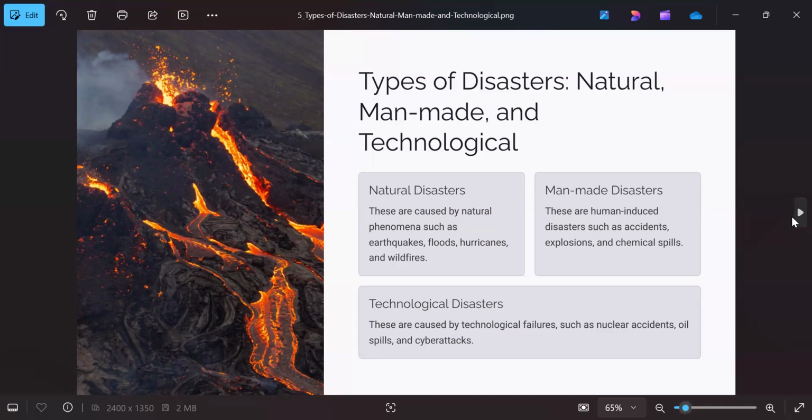So, there are some natural disasters. Natural disasters are earthquakes, floods, hurricanes, wildfires. These come under the natural disasters. Then there are some man-made disasters.